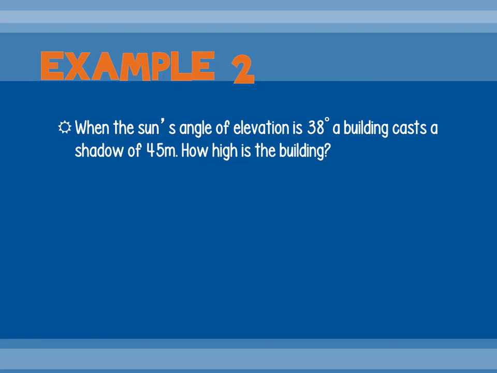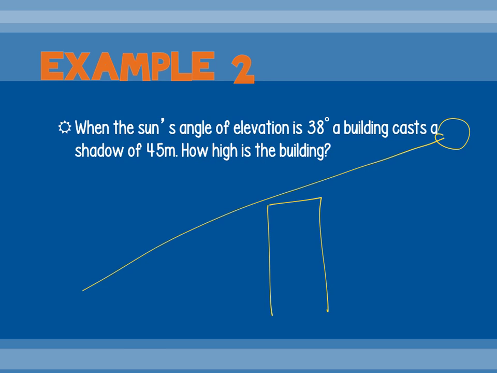Okay, this one's talking about the sun's angle of elevation. So the angle of elevation of the sun can be shown by ground level up. It says the sun's angle of elevation is 38 degrees on a building that casts a shadow of 45 meters. So again, I've got a building. Let's say that the sun is over here. Now the way that it casts the shadow is it comes back this way. It would hit that building. The building shadow would be behind it. So this here would be 45 meters.